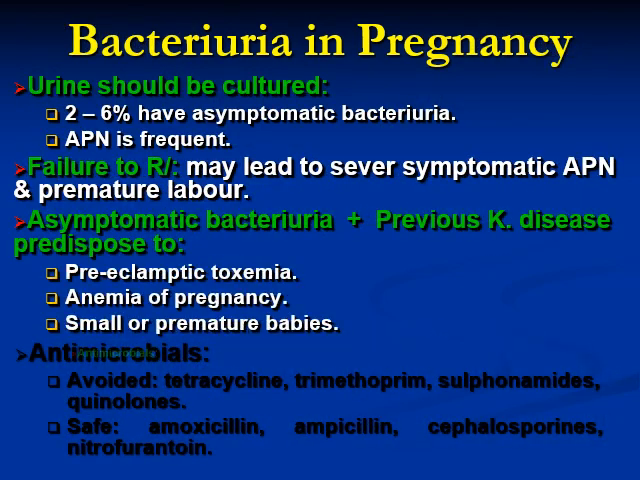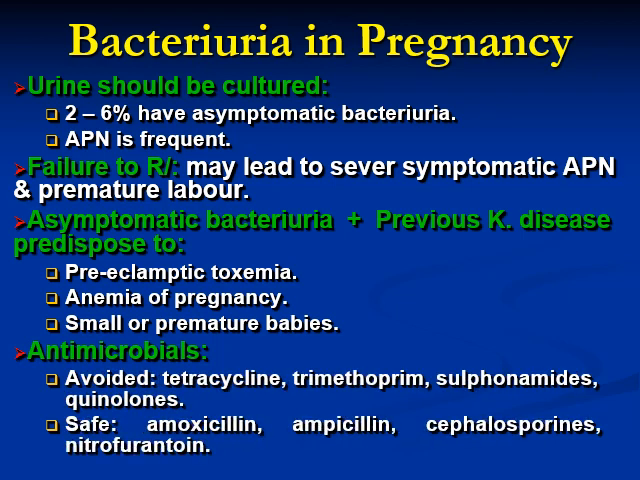In a pregnant woman, urine should be cultured, as 2 to 6% of them have asymptomatic bacteriuria. Failure to treat this bacteriuria may lead to severe symptomatic acute pyelonephritis later in pregnancy and premature labor. In a pregnant woman with asymptomatic bacteriuria and a previous kidney disease, this will predispose to preeclamptic toxemia, the anemia of pregnancy, and small or premature babies.